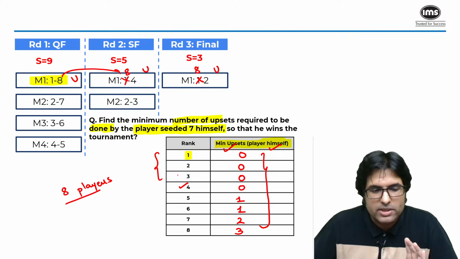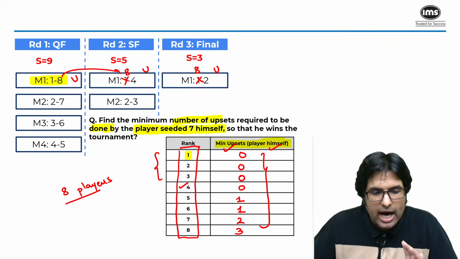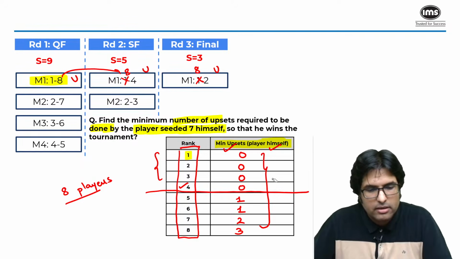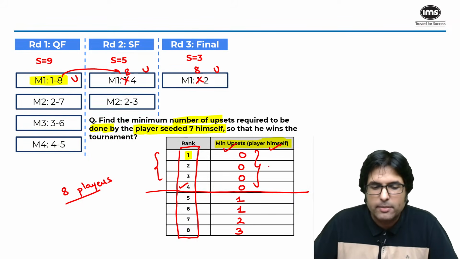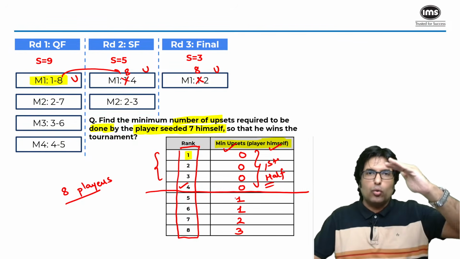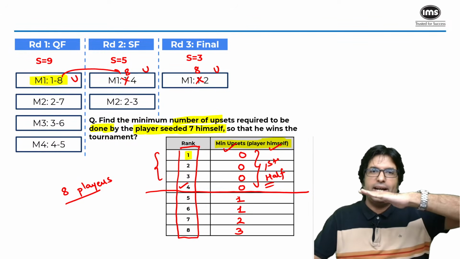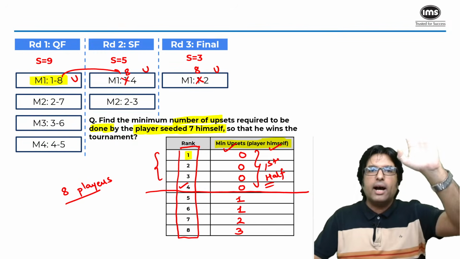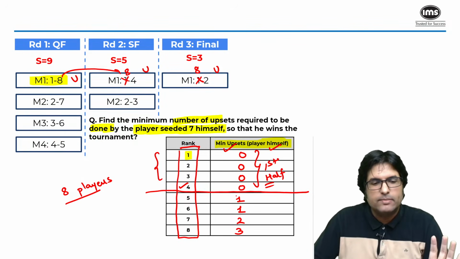What you need to do is observe that if we take 8 players, can I say half of the players, look at this half, the first half of the players, don't require any upsets. So this first half of 4 players don't require any upsets. So what you are supposed to do, whatever be the number of players, divide them into half. The upper half will not require any upsets.